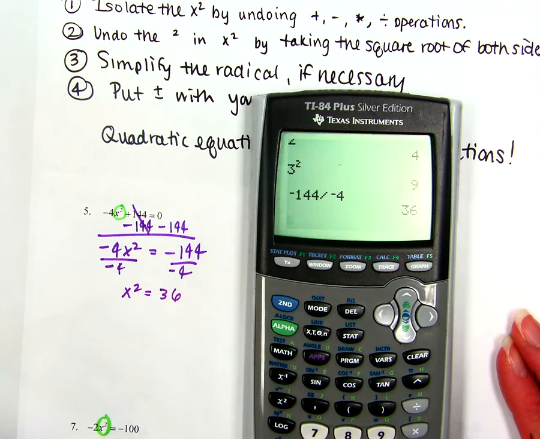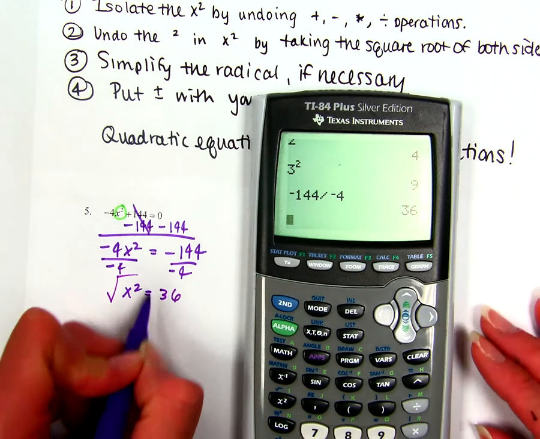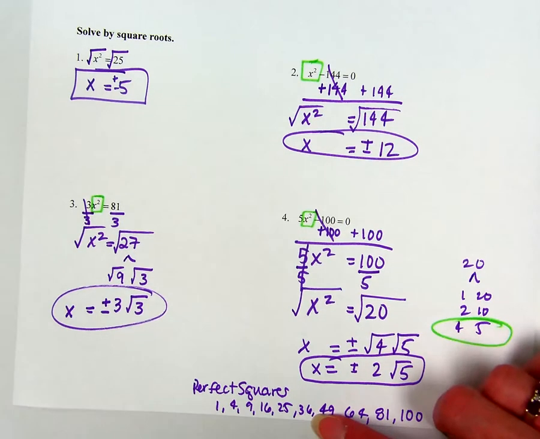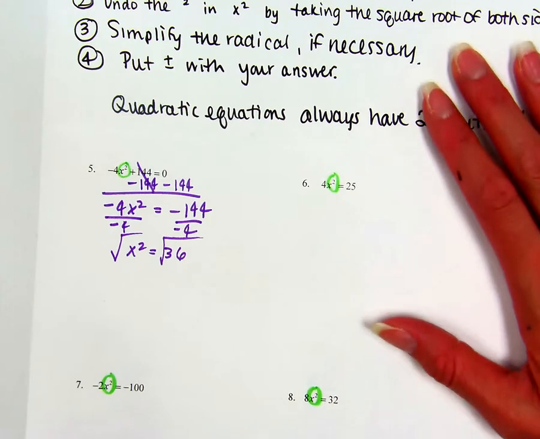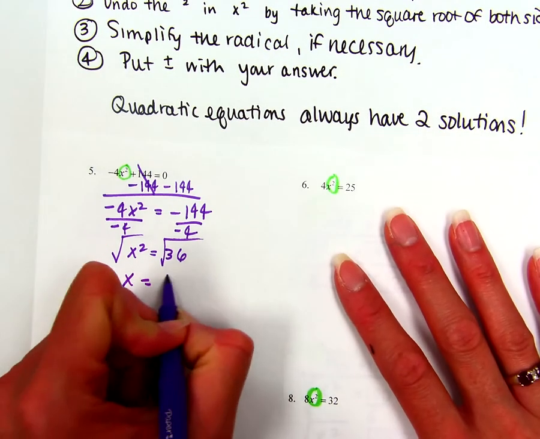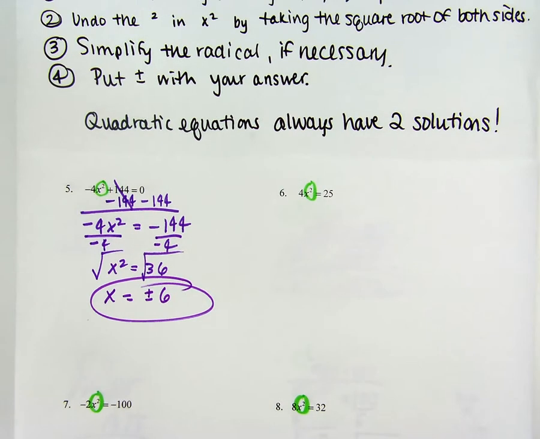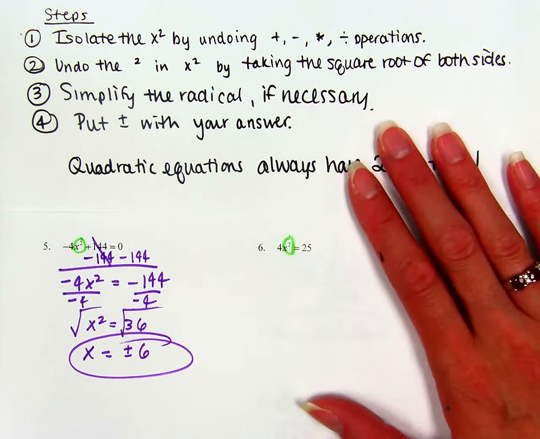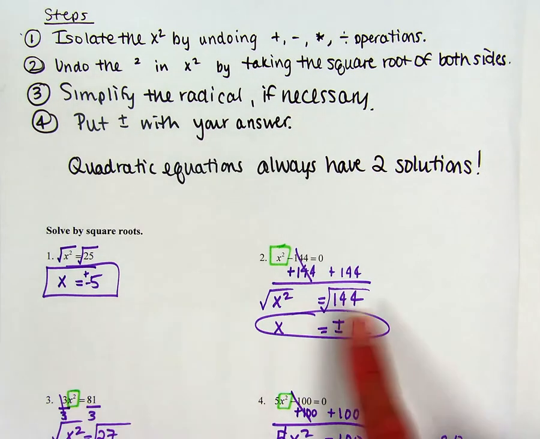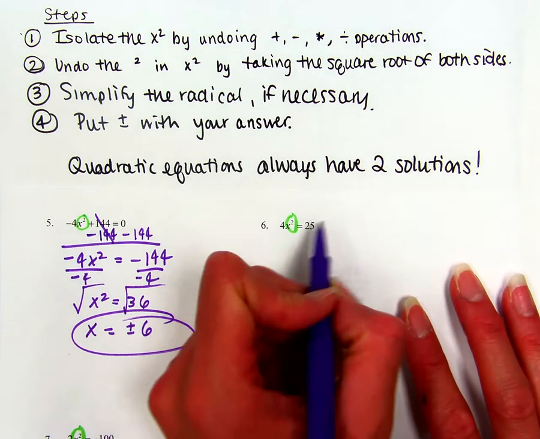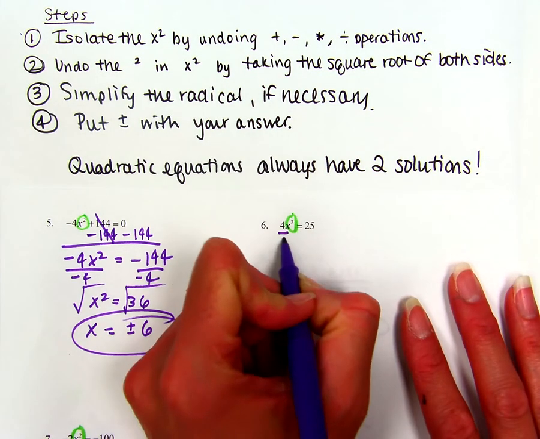36. Okay, I want to take the square root of 36, and that was one of our numbers on our perfect squares list, right? So that should turn out to be a whole number. Square root of 36 is 6, so it's plus or minus 6. All right, just make sure that you always have plus or minus on all your answers. So plus or minus, we have that on all of ours. Here we should have plus or minus too. Also.